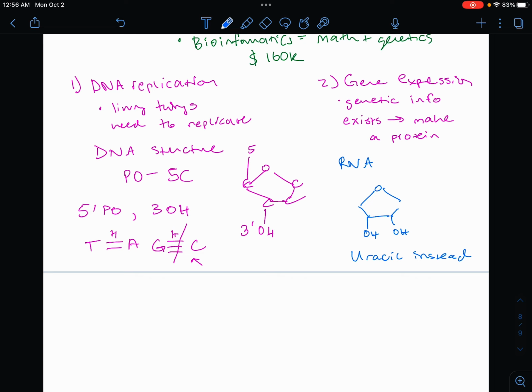Usually RNA is single-stranded, but it could also form these weird aggregates with itself, depending on the type of RNA you're dealing with. The transcript will quickly separate from DNA once it's finished.